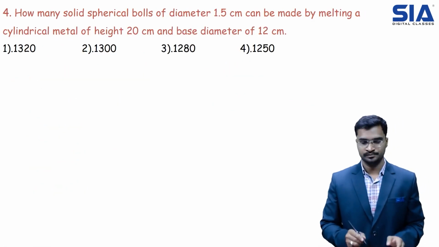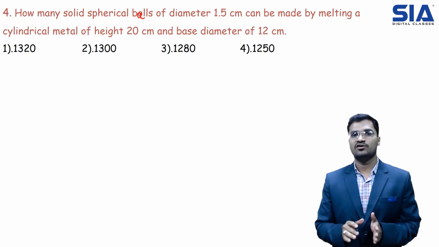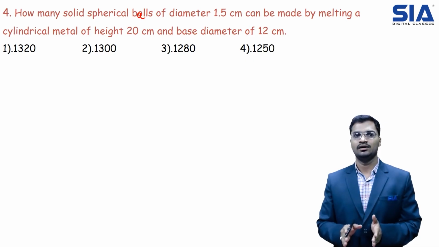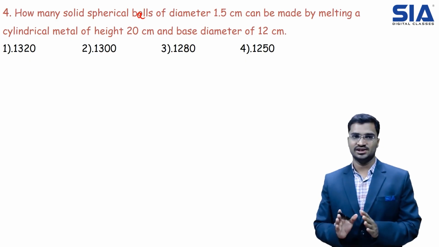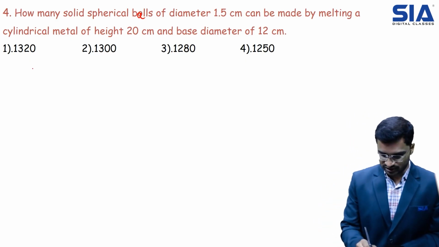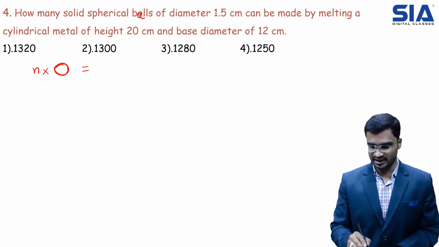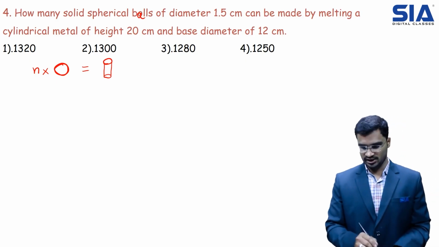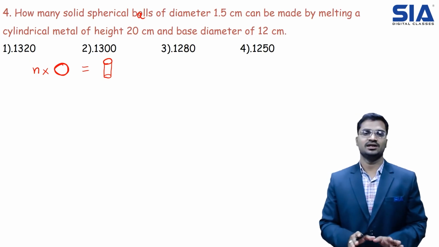Now coming to the next question. How many solid spherical balls, here balls of diameter 1.5 centimeters, can be made by melting a cylindrical metal of height 20 centimeters and base diameter of 12 centimeters? What is he saying here? He is saying that n spherical balls are made using the volume of a cylinder. So n into volume of a sphere is equal to volume of a cylinder. If we substitute the volumes here, we are getting the value n.